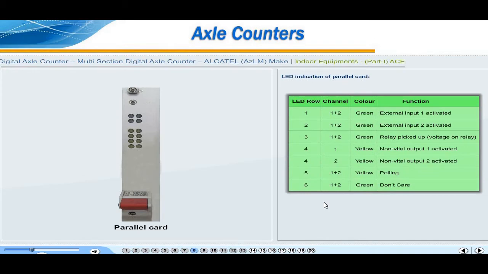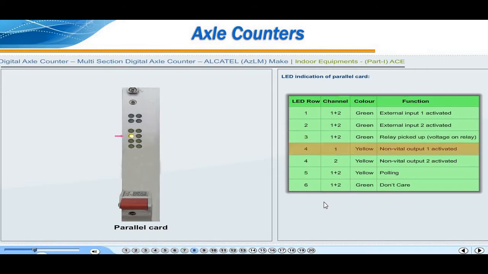LED indication of parallel card. First row green LEDs for channel 1 and 2 will light when external input 1 is activated. Second row green LEDs for channel 1 and 2 will light when external input 2 is activated. Third row green LEDs for channel 1 and 2 will light when the vital relay picks up.